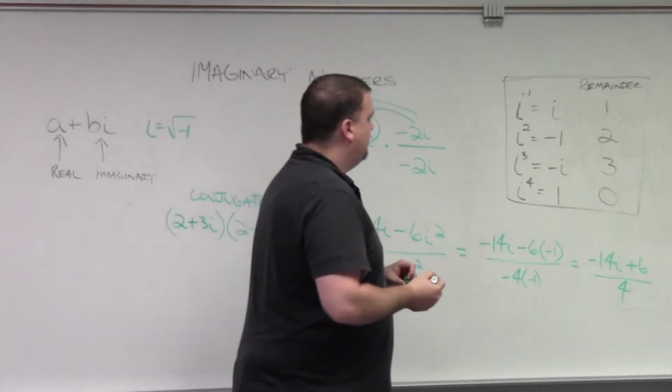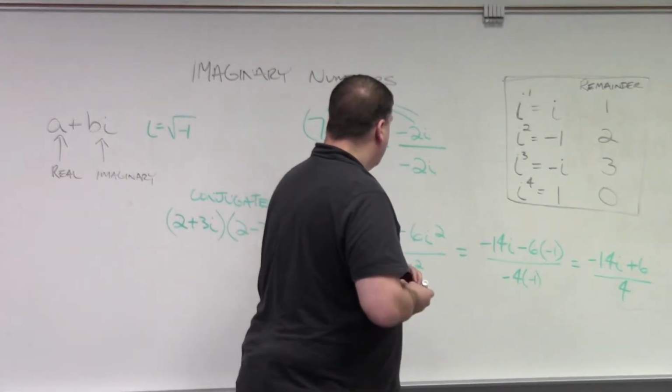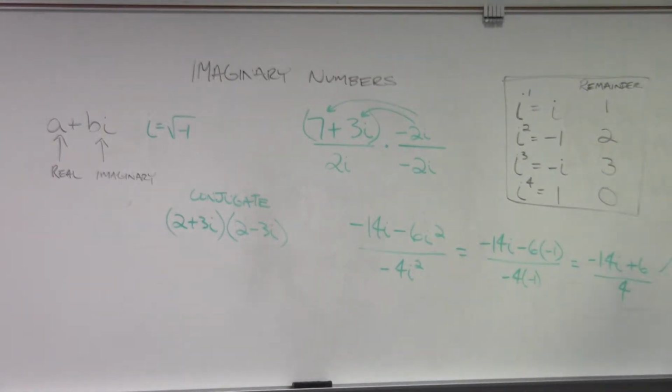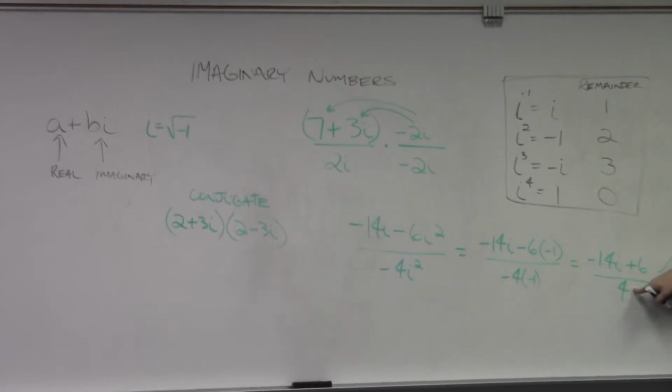So first off, and I'm going to move over here now to keep this going. Is this in standard form? Does the real part come first? No. So let's rewrite it. 6 minus 14i on the top. And I've got 4 on the bottom.